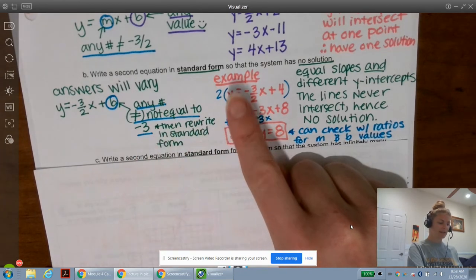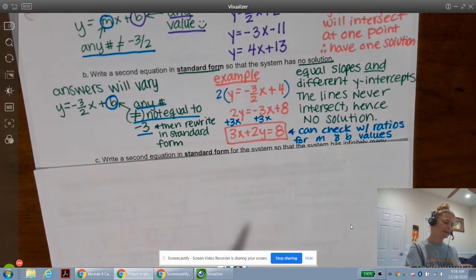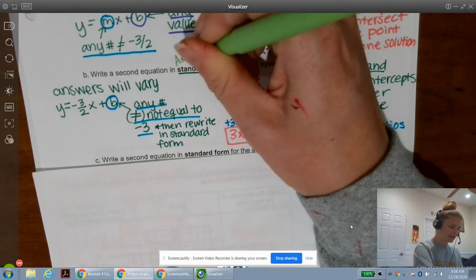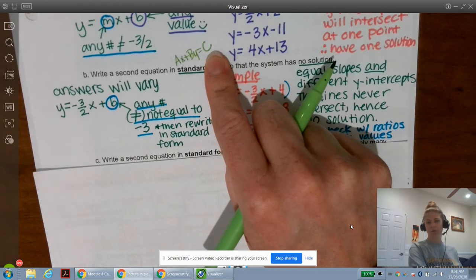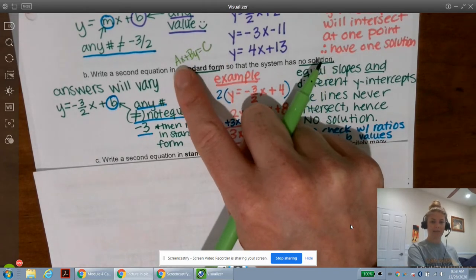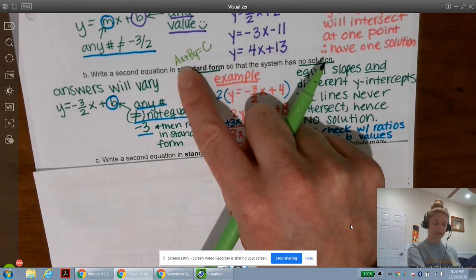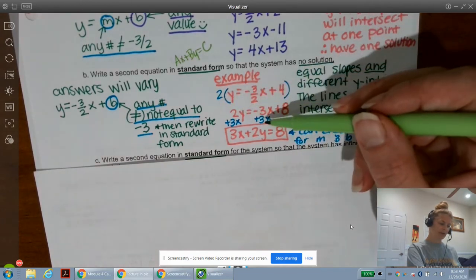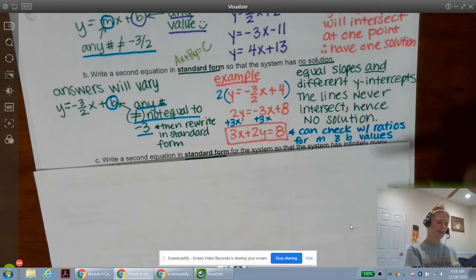For my example, I decided to use y equals -3/2 x plus 4. Since this needs to be written in standard form, remember standard form is ax plus by equals c, where there are no fractions, no decimals, and a has to be positive. So b and c can be integers, and a has to be a whole number. I needed to get rid of my fractions, so I multiplied everything by 2, and then brought my variables all over to the left, adding 3x. I had 3x plus 2y equals 8.